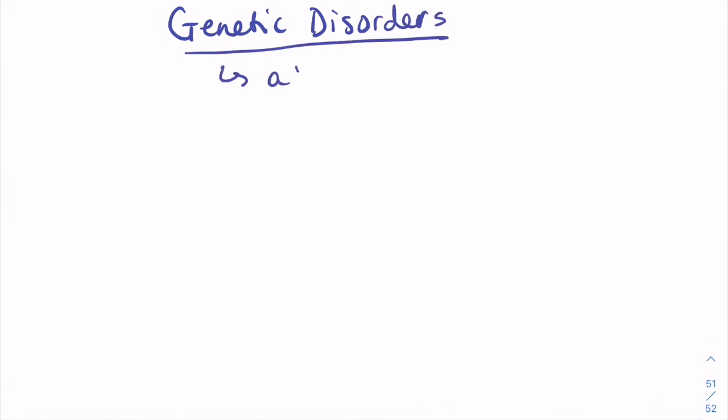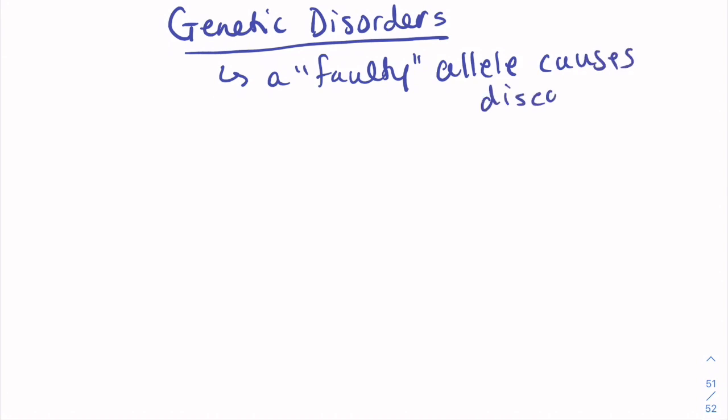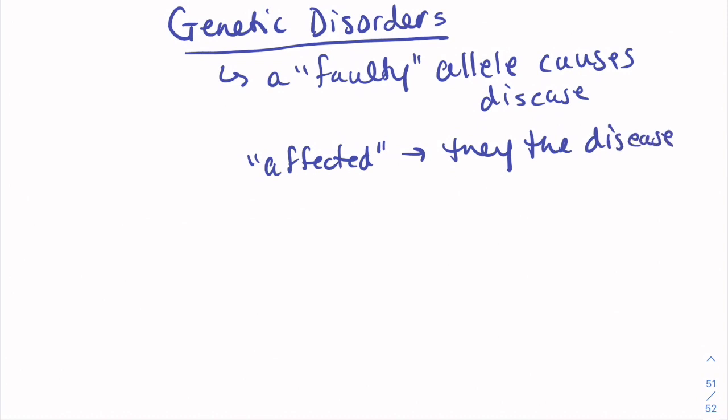We have been working on genetic disorders. This is where what we call a faulty allele causes disease. And I just wanted to clarify a little bit of terminology here. If someone is affected with the disease, it means they have the disease. An affected individual is someone who has the disorder or has the disease.